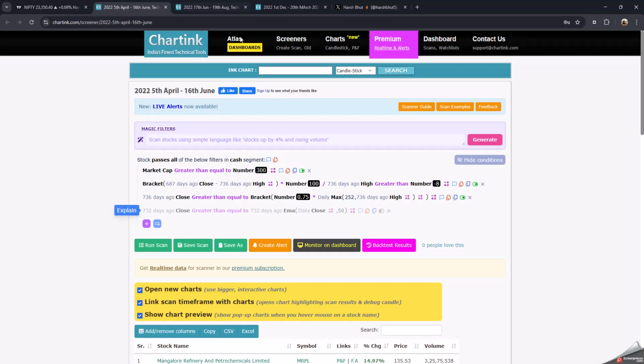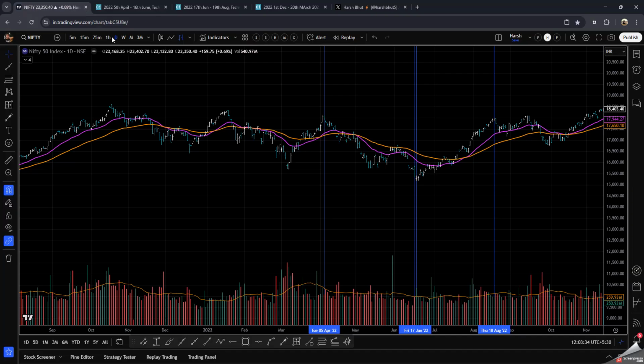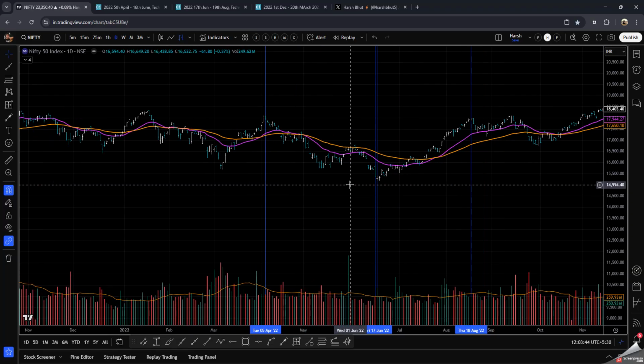So I have created a charting scan where I am generally looking for stocks which are within 25% of that 52-week high range.